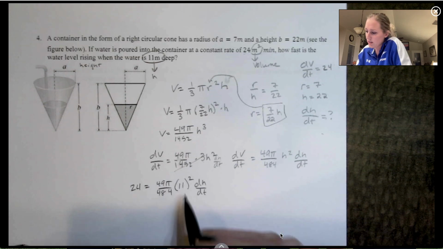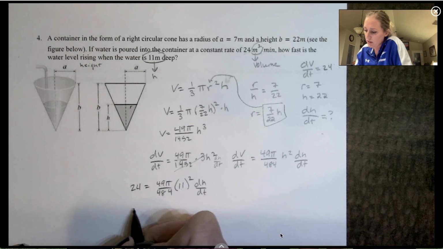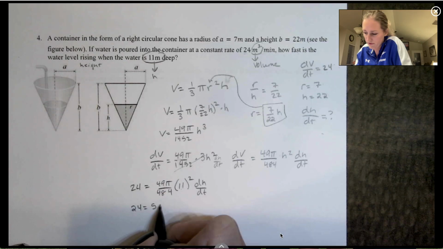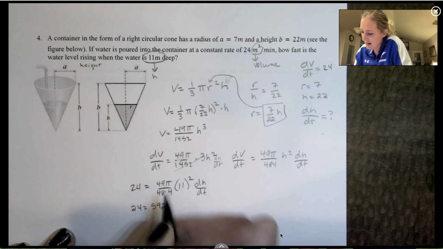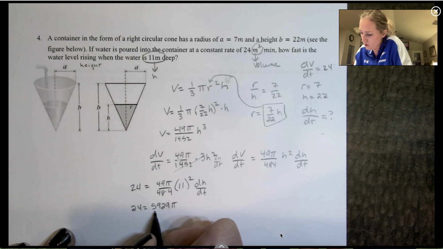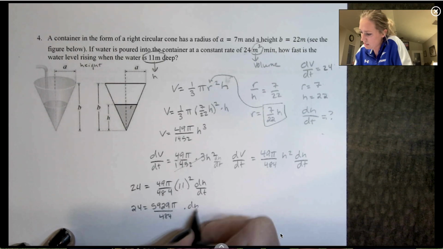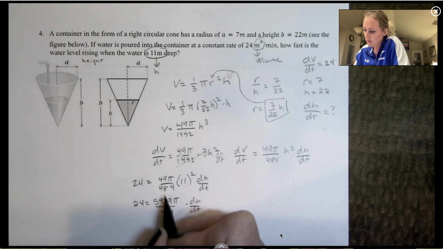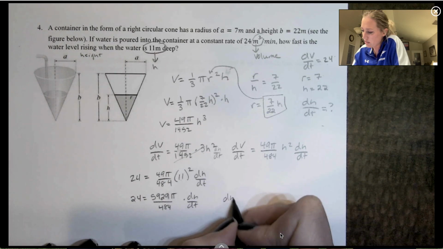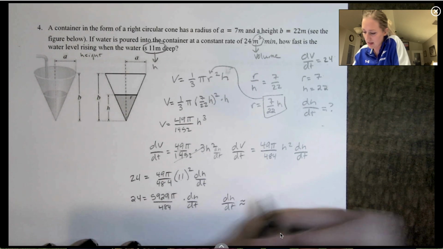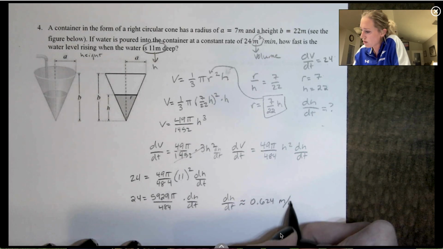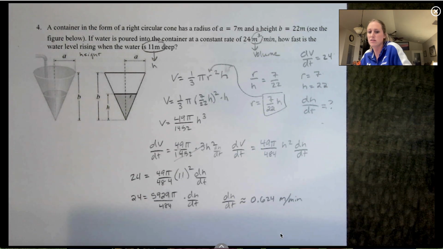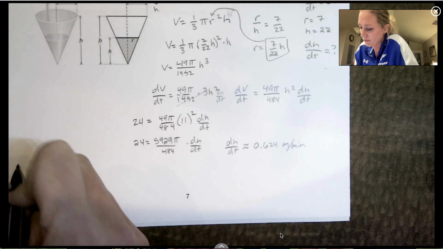Okay, when I square 11, I get 121 times 49, so we're going to get 24 is 5,929 pi over 484 times dH/dt. Okay, so when I divide 24 by this, we get dH/dt is approximately 0.624 meters per minute.